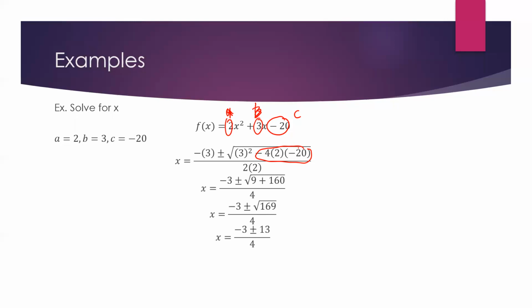And when I do all the math here, I'm actually going to skip a couple of steps and go a little faster. I end up getting two possible answers, 2.5 and negative 4. So there are my two roots. You'll notice that the numbers worked out a bit nicer because we ended up with a radical that we could take the square root of perfectly.